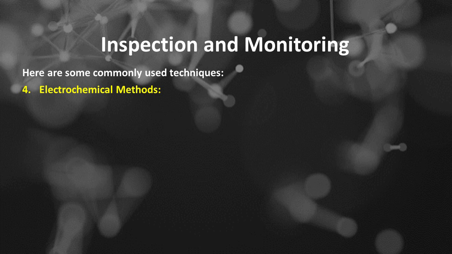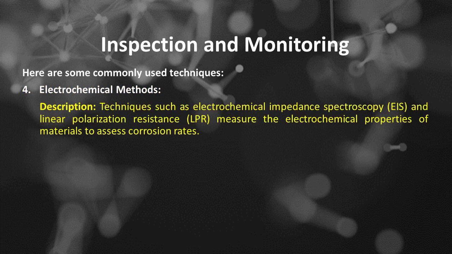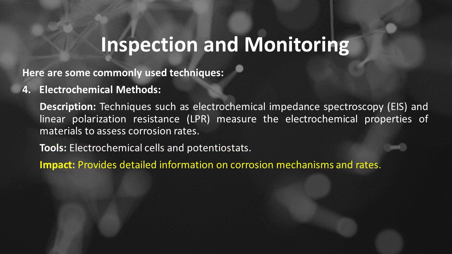Technique number 4 is electrochemical methods. Electrochemical methods description. Techniques such as electrochemical impedance spectroscopy, EIS, and linear polarization resistance, LPR, measure the electrochemical properties of materials to assess corrosion rates. Electrochemical methods tools: electrochemical cells and potentiostats. Electrochemical methods impact: provides detailed information on corrosion mechanisms and rates.